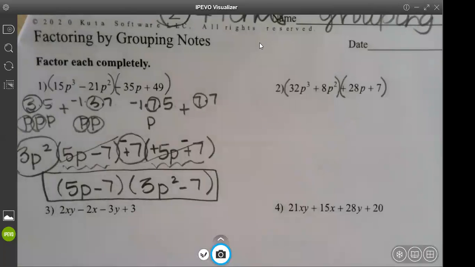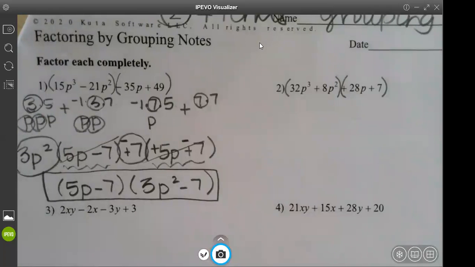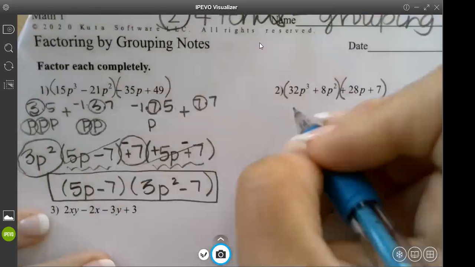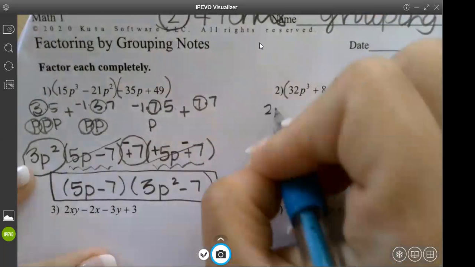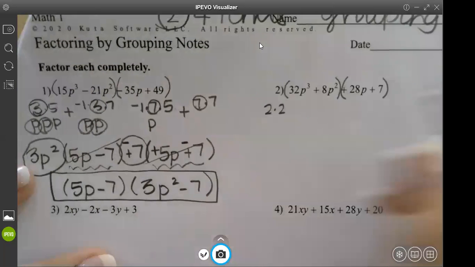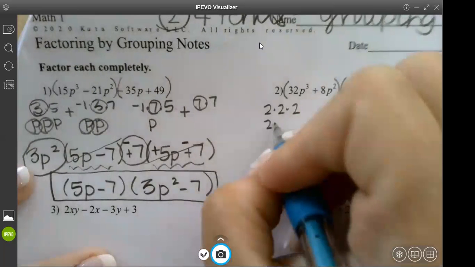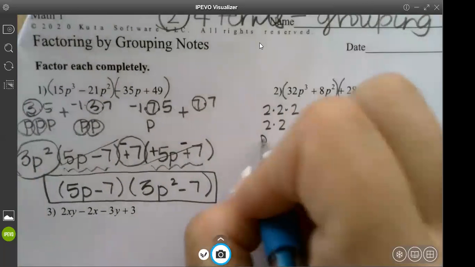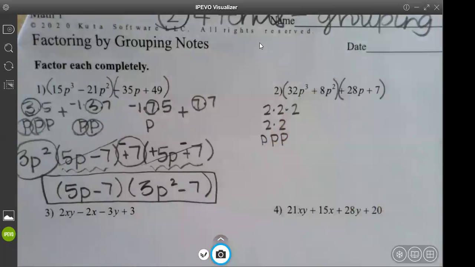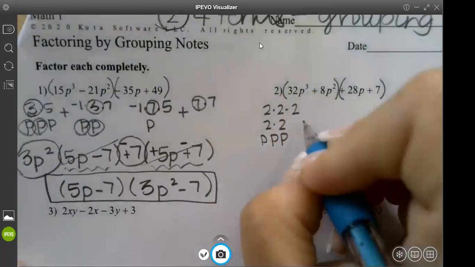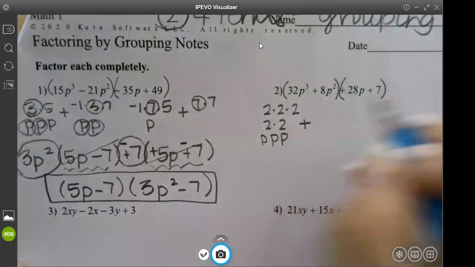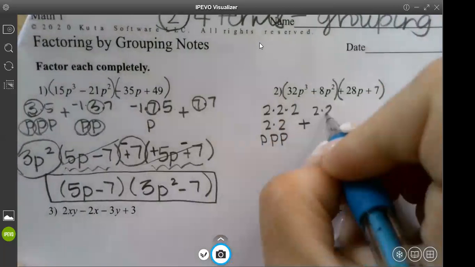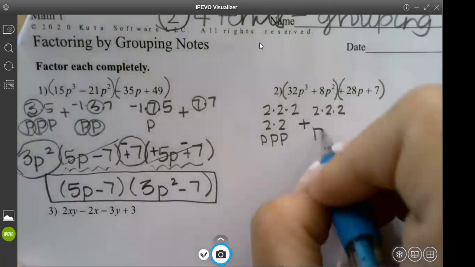If you don't know your factors of 32, y equals 32 divided by x. And we're breaking those down. All right, 32 is 8 times 4. 4 is 2 and 2. 8 is 3 2s. And then we have 3 p's. So that's your first one. We have a plus. We said 8 was 3 2s and 2 p's.